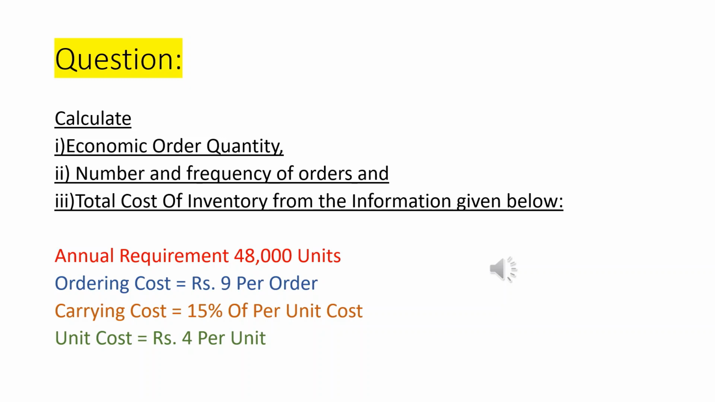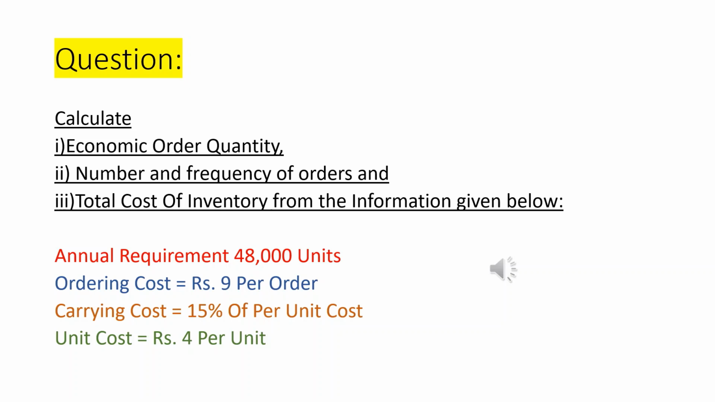Here in the question, we have been asked to calculate economic order quantity, number and frequency of orders, total cost of inventory from the information given here. And the information given here is annual requirement is 48,000 units. Ordering cost, that means cost of placing one order, is 9 rupees. Carrying cost is 15% of unit cost and unit cost is given as 4 rupees per unit.